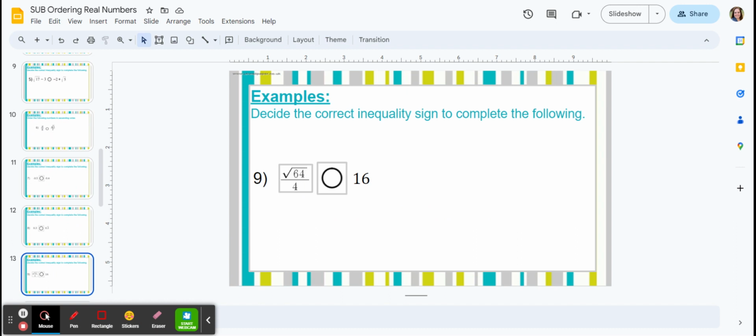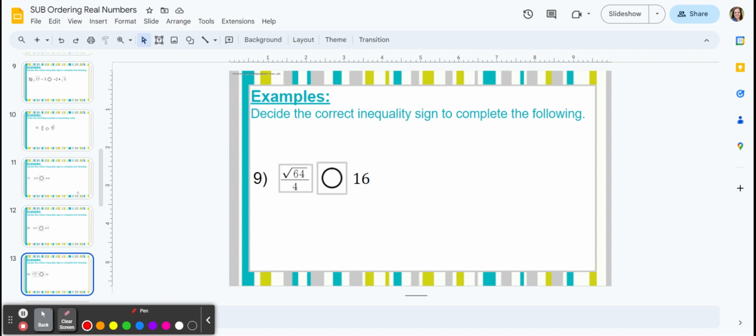And then we have the square root of 64, which hopefully you remember is 8. If you don't, you can use Desmos: square root of 64, tap out of that and then put divided by 4. That would give you 2 because 8 divided by 4 is 2. And 16, obviously 16 is larger, so you would use the less than symbol.